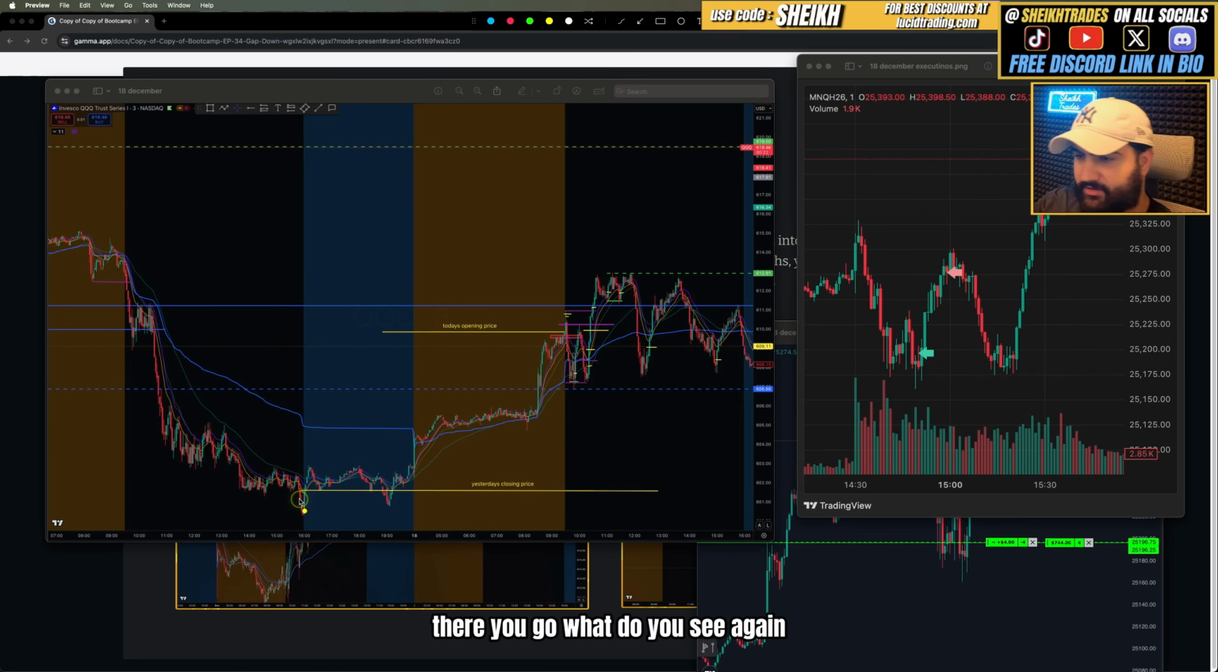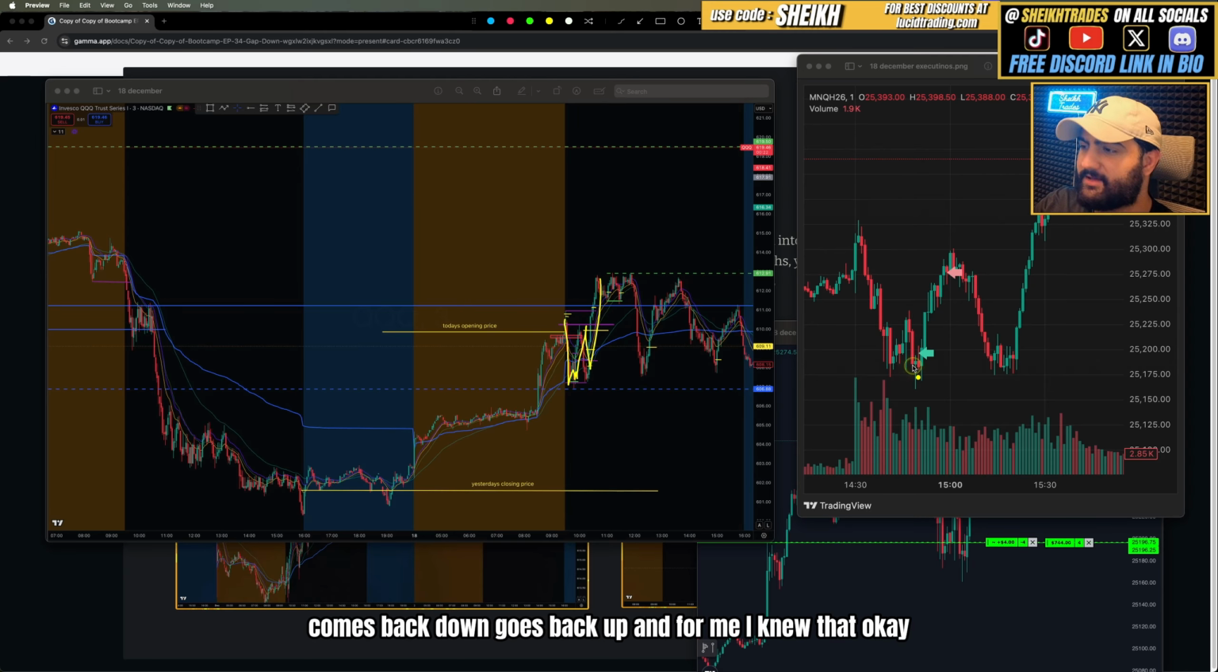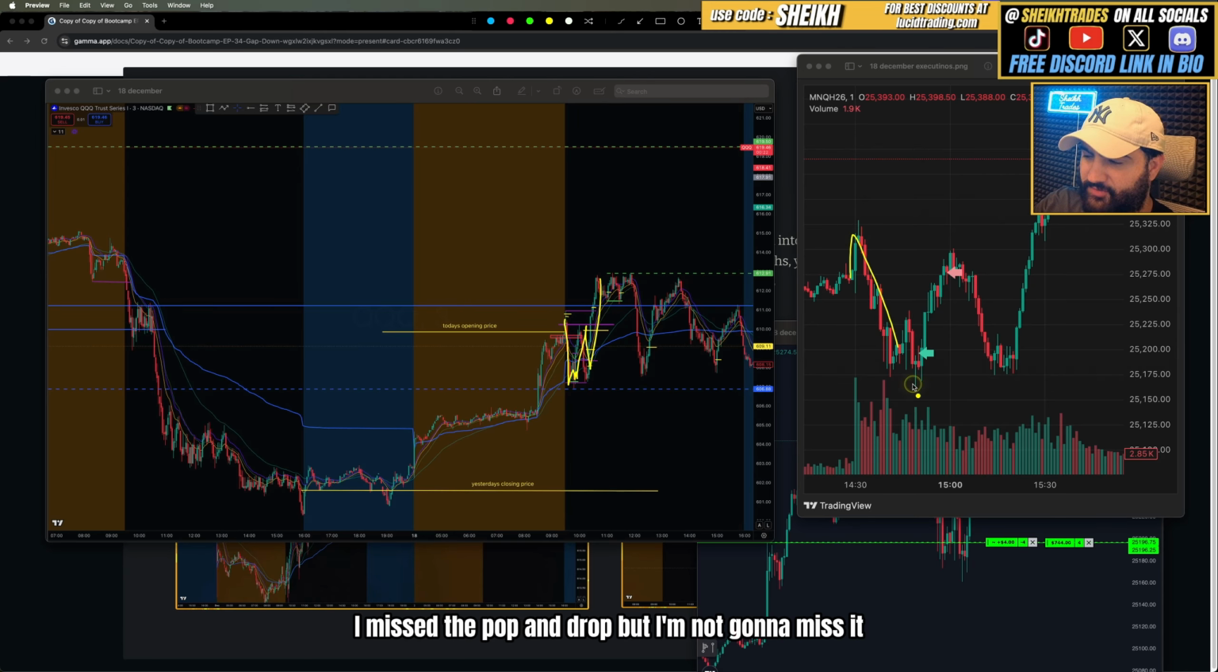There you go. What do you see again? Closing price, opening price. We get a pop and then drop, and unfortunately I missed that. But then once I realized that we're holding bids, I was like, okay, it comes all the way down, holds bids, goes back up, comes back down, goes back up. And for me, I knew that, okay, I missed the pop and drop, but I'm not gonna miss the fact that it's dropping and it's gonna go back up. I take my longs, and I made around $740, as you could see, maybe something less. I made around $700 on this, but regardless, very, very nice trade, instant trade that worked out, nearly zero drawdown.